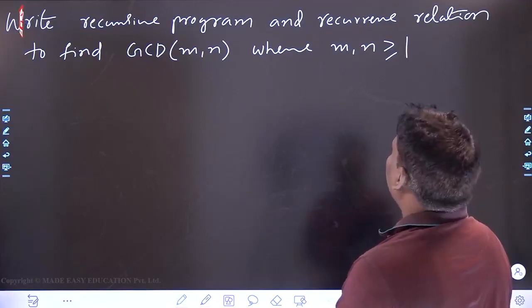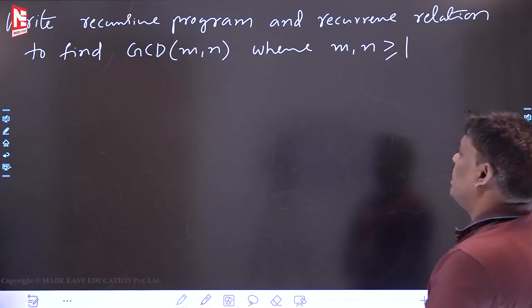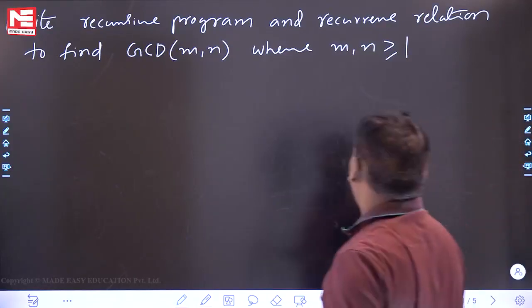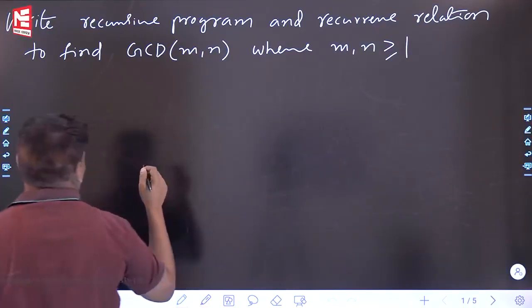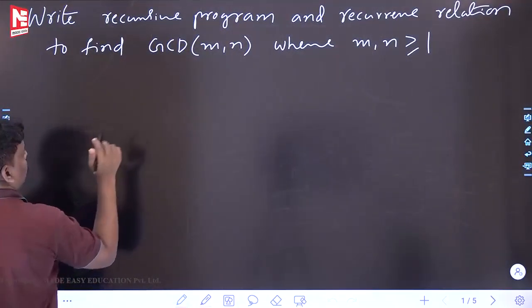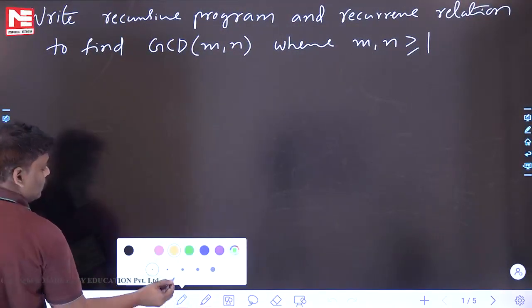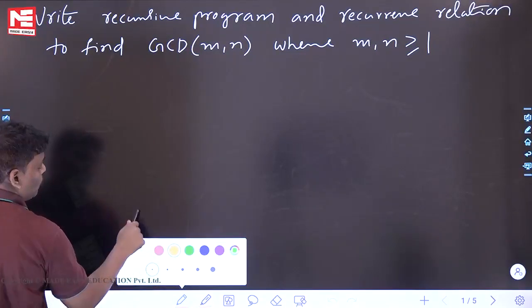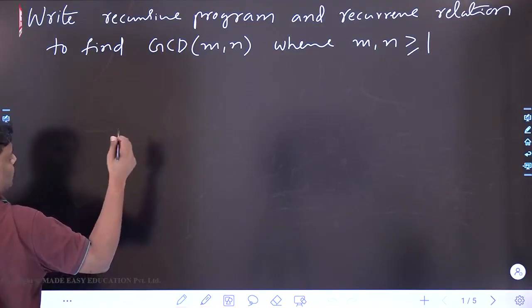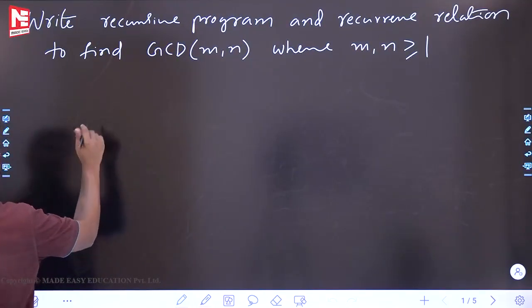See this. Write a recursive program and recurrence relation to find GCD of m comma n, where m comma n greater than or equal to 1. Right? For this one, we have to do that. Let me explain this. Everyone knows greatest common divisor. Let me explain the problem first. If you are okay with the problem, then we will see the algorithm, what is the logic we can write and all the things.